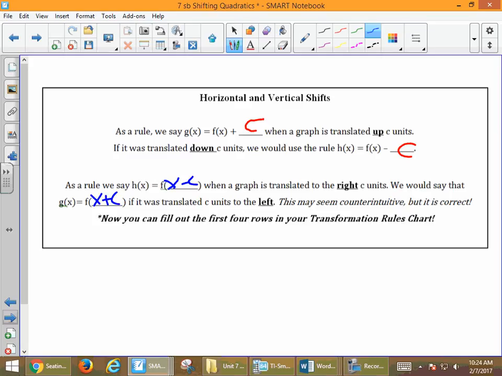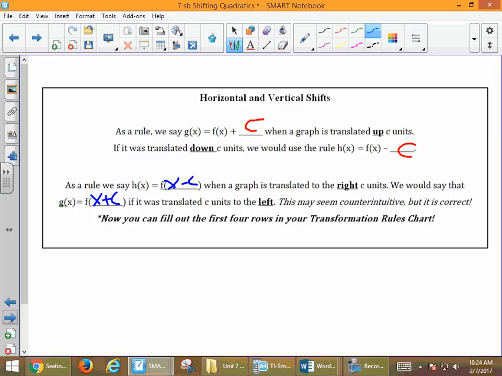And when I say shift, I see it says translated on your paper. Shift and translated are words that we would use interchangeably. I think we'll probably use shift more frequently, but translated is the same thing. So translated can mean up and down or left and right, and shift is the same thing.